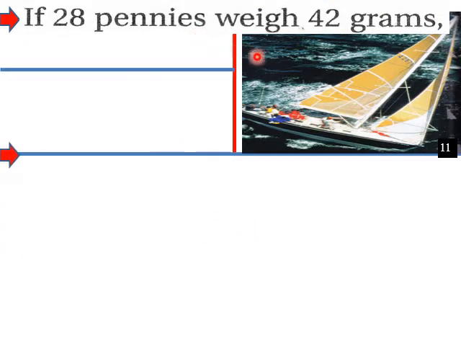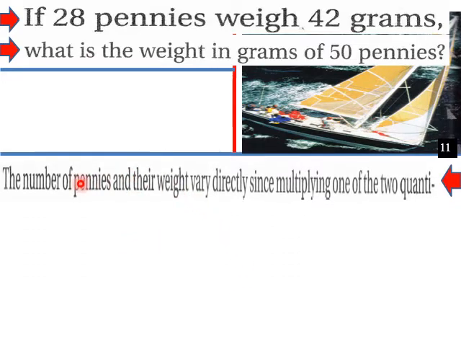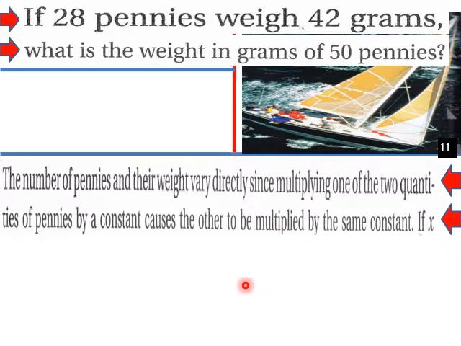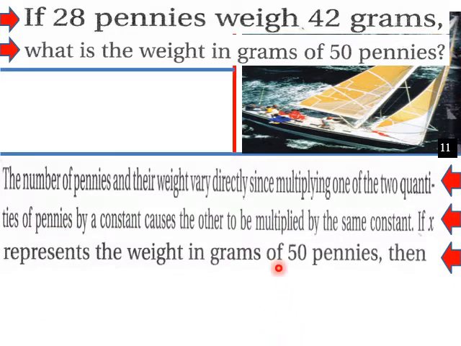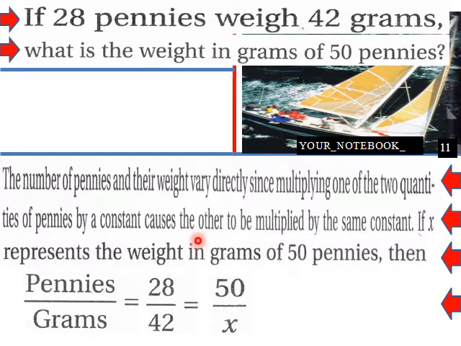If 28 pennies weigh 42 grams, what is the weight in grams of 50 pennies? The number of pennies and their weight vary directly, since multiplying one of the two quantities by a constant causes the other to be multiplied by the same constant. If x represents the weight in grams of 50 pennies, then pennies over grams, 28 over 42, equals 50 over x. This is your notebook, page 11.